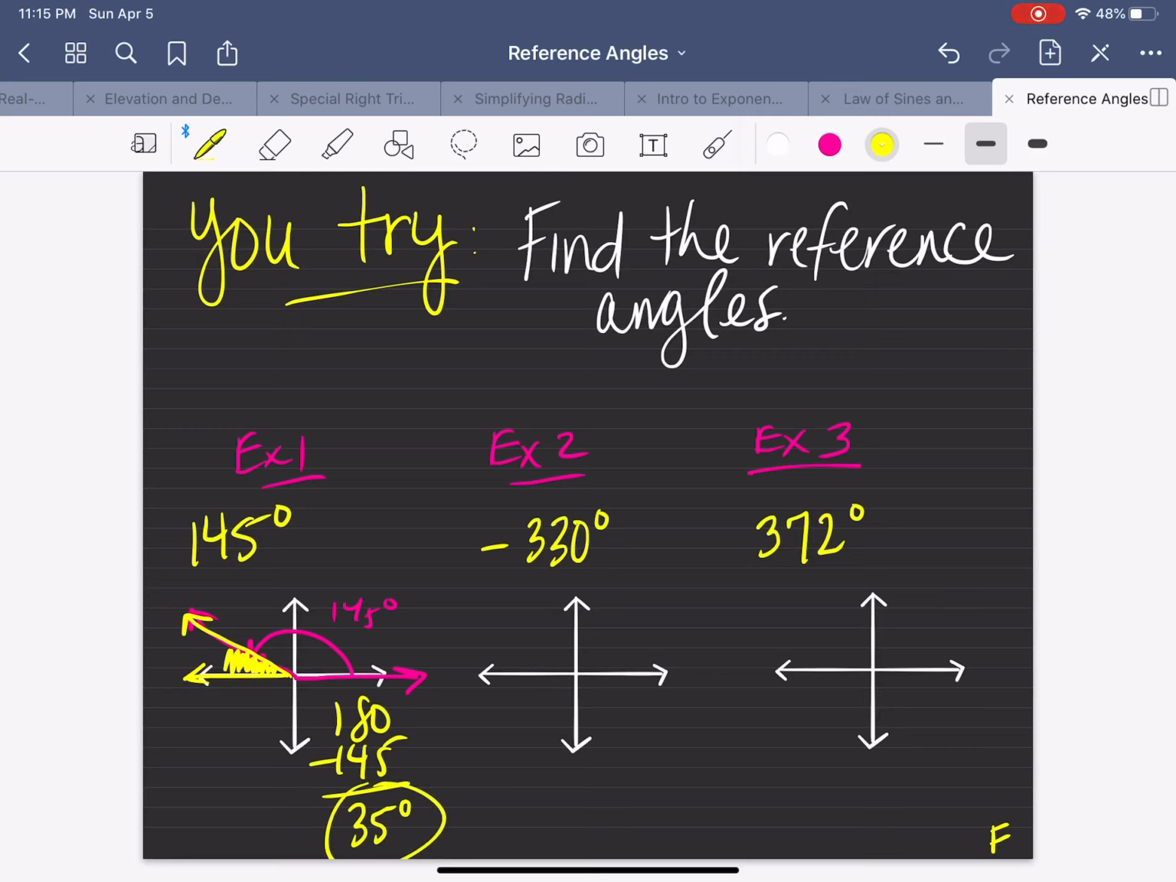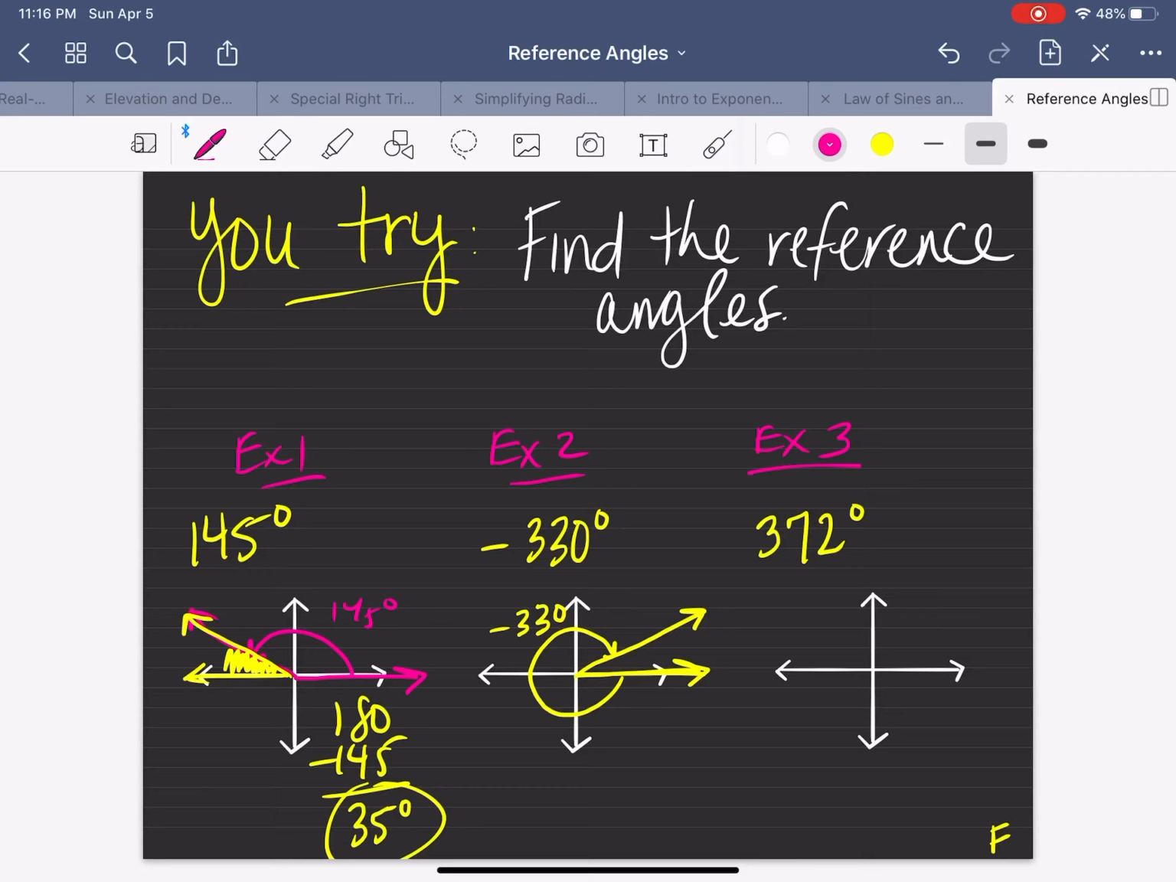For example 2, negative 330 degrees. It's negative, so we're going to go clockwise. Start at the initial side, which is always here, and we are graphing negative 330. So negative 90, negative 180, negative 270. You were about to make one full revolution, so negative 330.